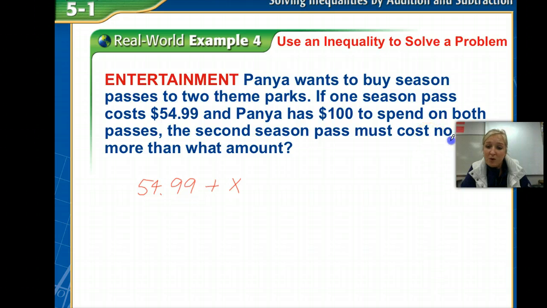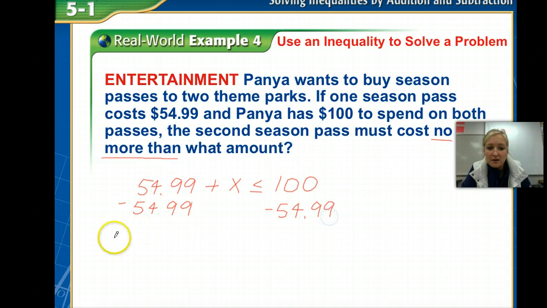Now, the key word here is no more than, and you need to figure out what inequality represents no more than. Well, that would be less than or equal to. She has $100 to spend. So I've set up the inequality that represents this equation, and now I'm going to solve it. I'm going to subtract $54.99 from both sides. And x has to be less than or equal to, let's see, 55, so 45.01.